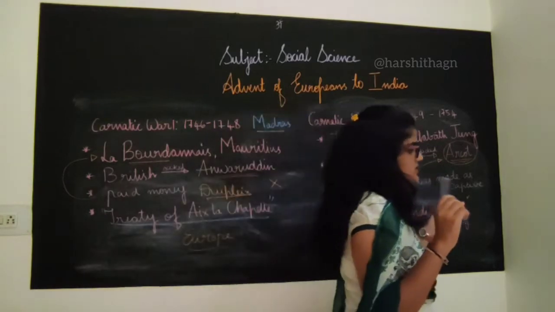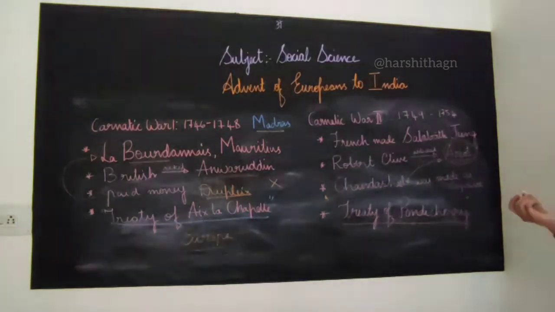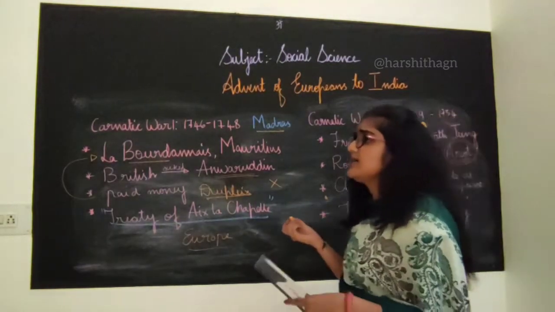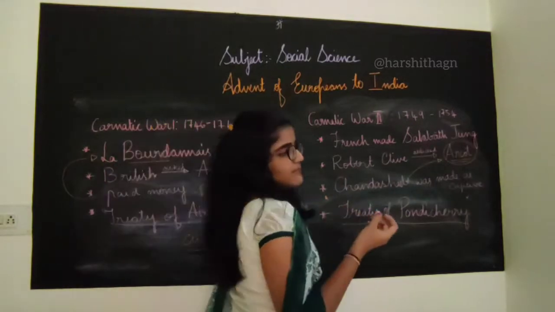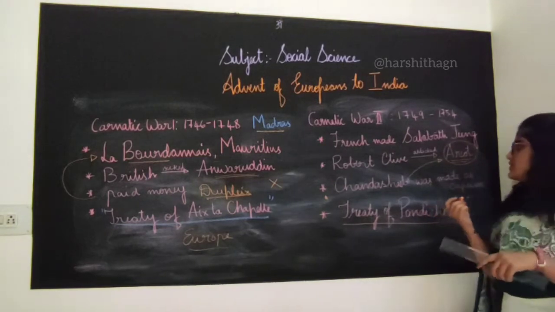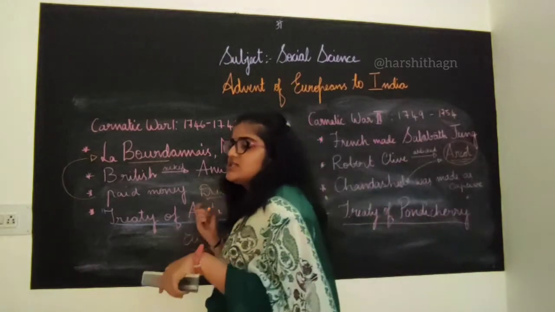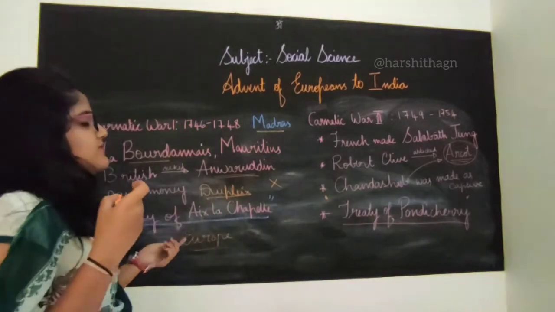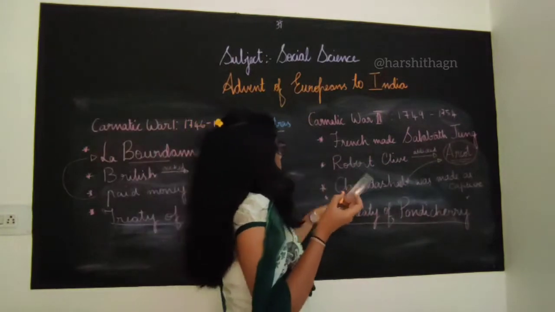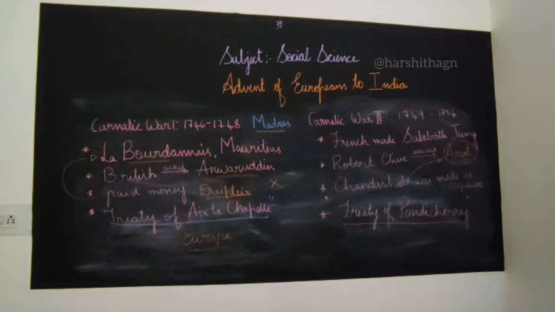In the second war, the French made Salabat Jung the Nizam of Hyderabad, and in the south, in the Carnatic, Robert Clive attacked and captured Arcot. At that time the Nawab of Arcot was Chanda Sahib. Chanda Sahib was taken captive and later he died. The second war ended with the Treaty of Pondicherry. Now we will study the next war, Carnatic War 3.